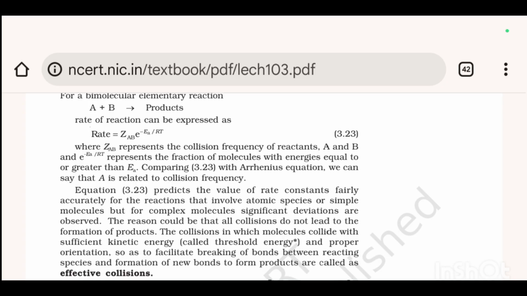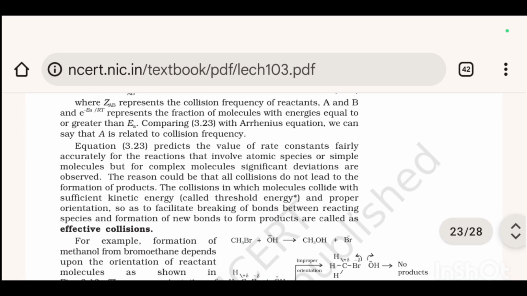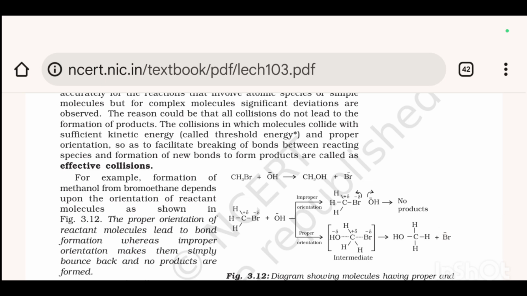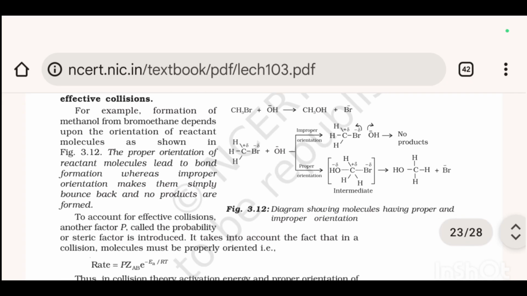The reason could be that not all collisions lead to the formation of products. The collisions in which molecules collide with sufficient kinetic energy, called the threshold energy, and proper orientation, so as to facilitate breaking of bonds between reacting species and formation of new bonds to form products, are called effective collisions. For example, formation of methanol from bromoethane depends upon the orientation of reactant molecules, as shown in figure 3.12. The proper orientation of reactant molecules leads to bond formation, whereas improper orientation makes them simply bounce back and no products are formed. To account for effective collisions, another factor P, called the probability or steric factor, is introduced.